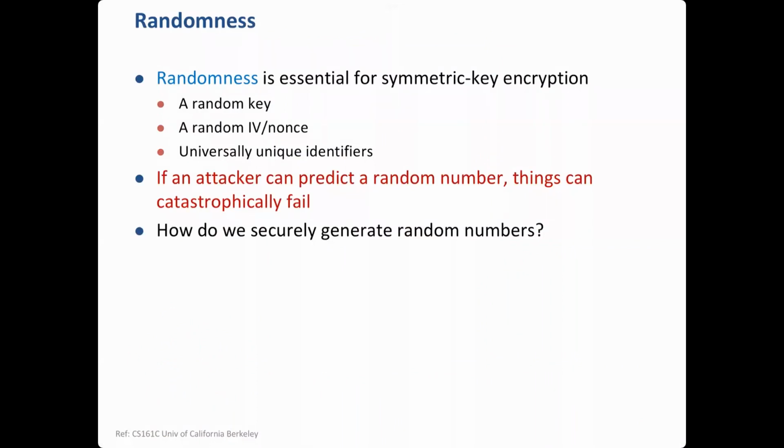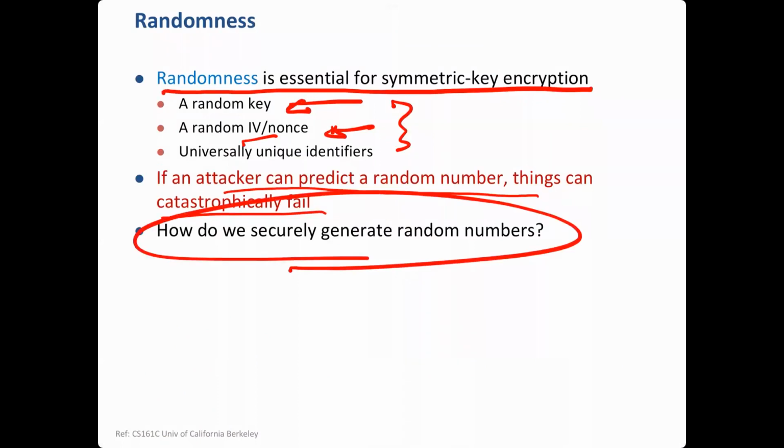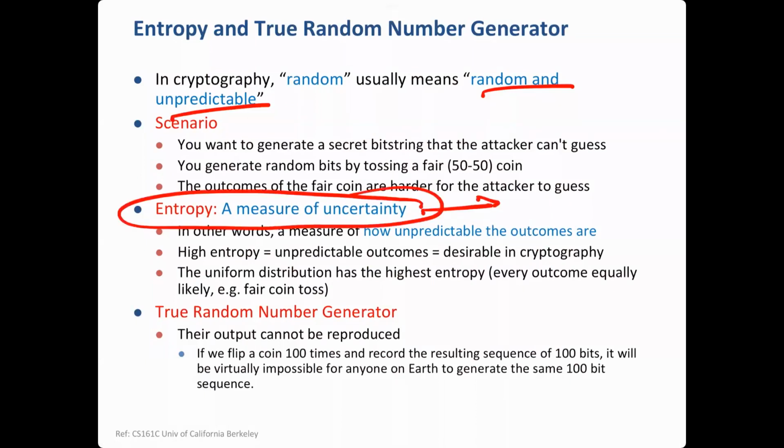So randomness is very, very important in symmetric key encryption. For example, we use the key for encryption, right? We use a nonce or random IV, initial vector. In so many places we do, and if the attacker can predict a random number, then of course the whole crypto system will fail. The question is how do we generate random numbers then? Basically when we say random, we mean unpredictable. You would have heard of entropy, which is nothing but a measure of uncertainty. We'll look at this concept in the next class.